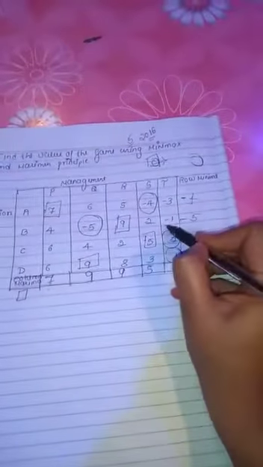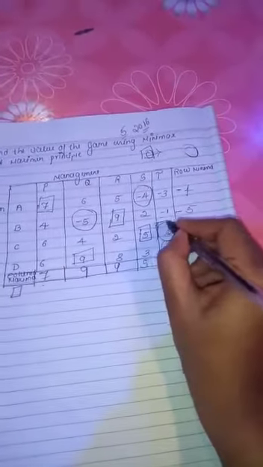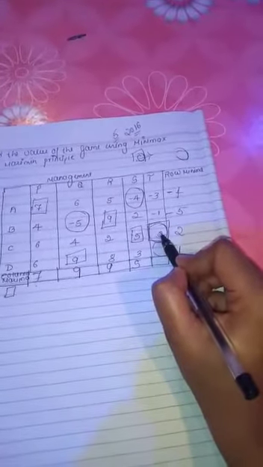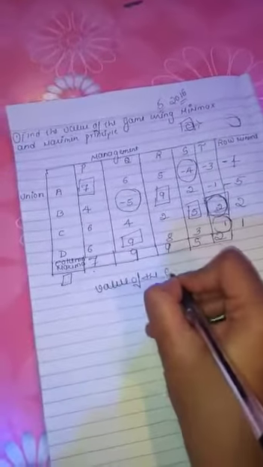And in the last column, the maximum value is 2. Here 2 is both the minimum value and the maximum value, so it is a saddle point. So the value of the game is 2. This is the maximin and minimax principle.